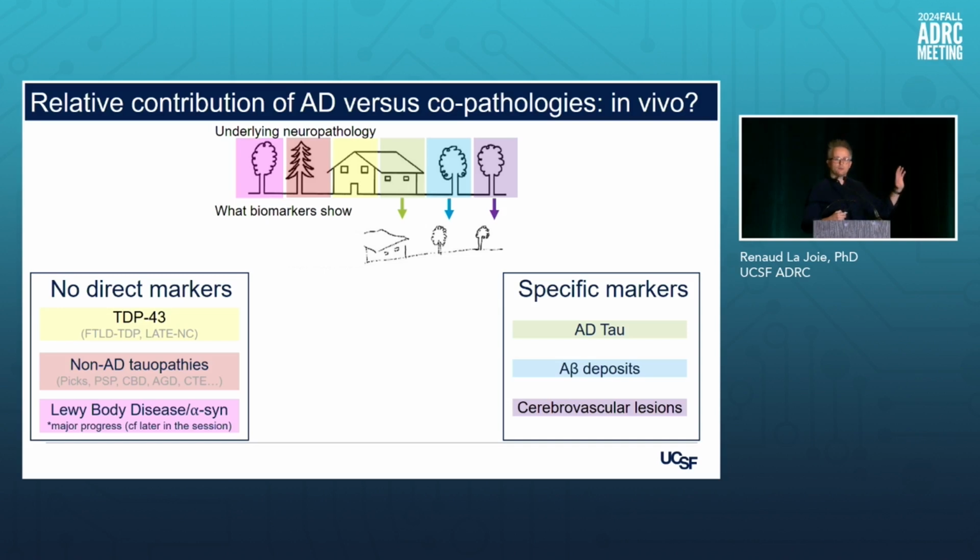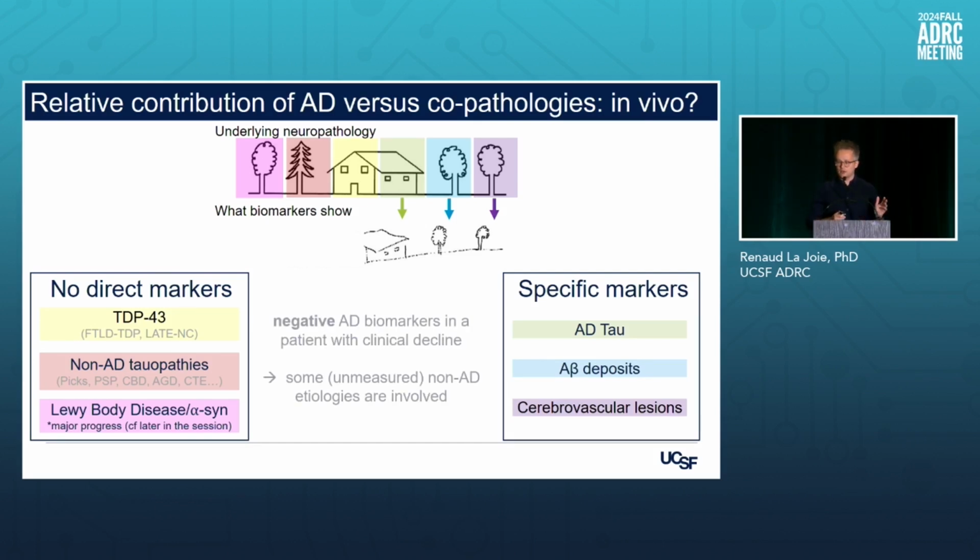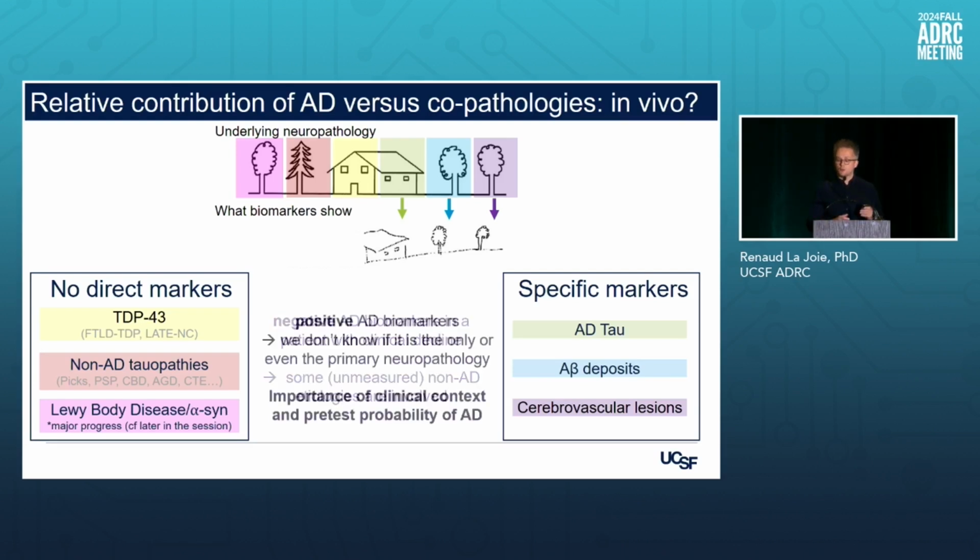We might have biomarkers on the right that are really good, or let's imagine they're perfect at detecting what's going on in the brain. It's complicated because we don't have access to the whole landscape. If the biomarkers are negative, and we're assessing a patient who has cognitive decline, we'll say, oh, well, the cognitive decline can be explained by all these other things that we can't see. The problem is that when the biomarkers are positive, then we don't know if Alzheimer's pathology is the only one or even the primary one.